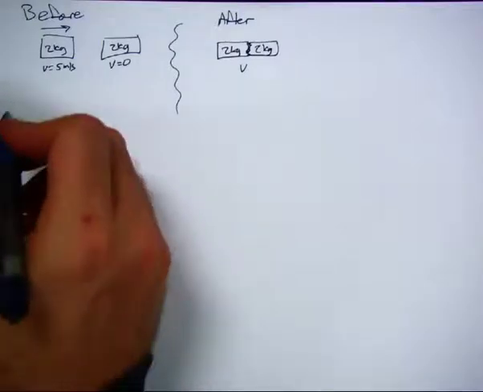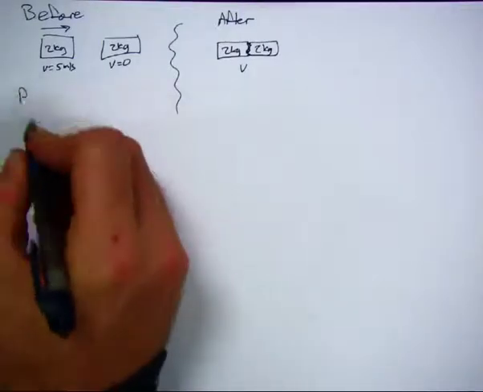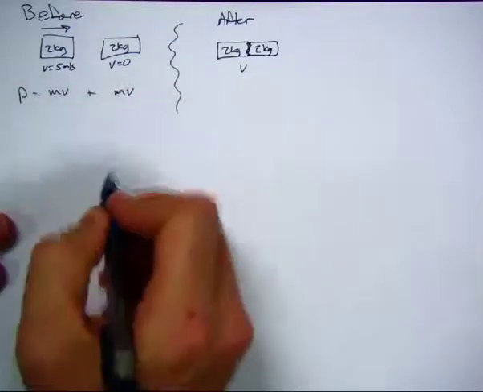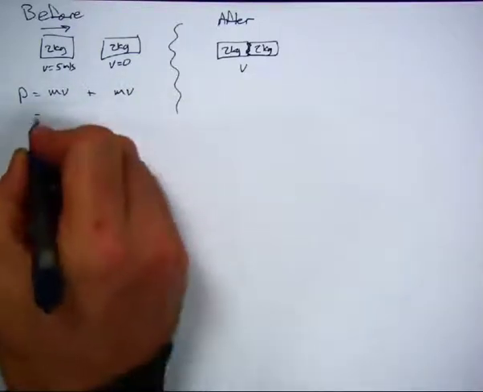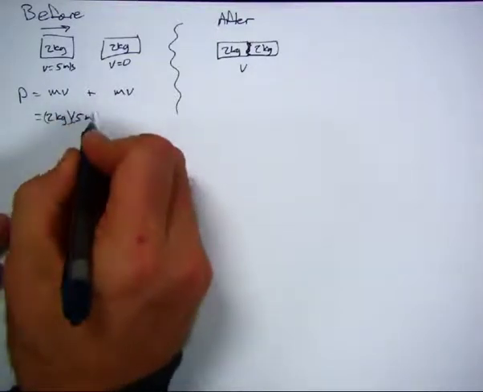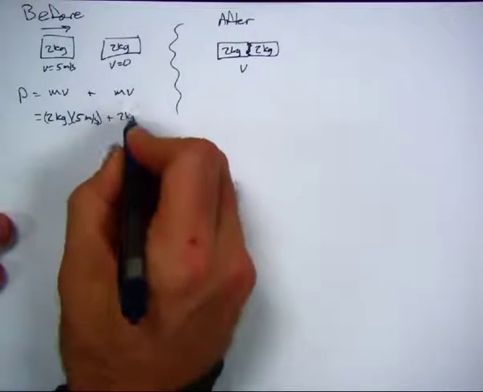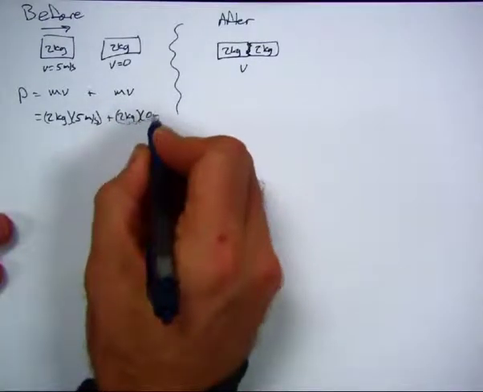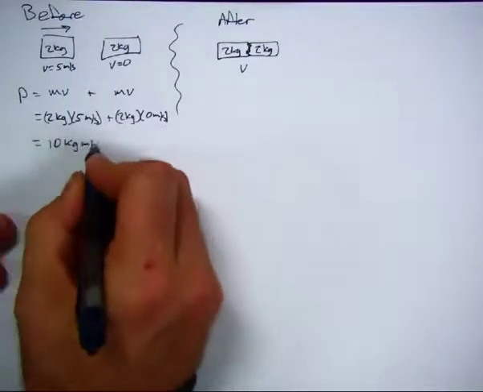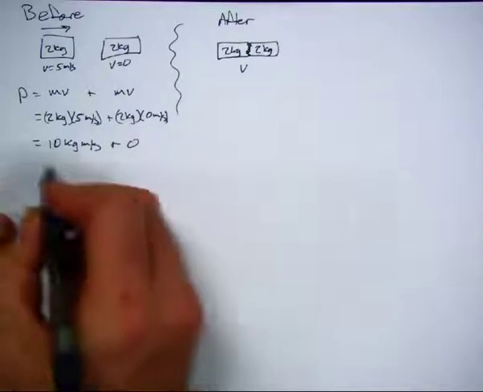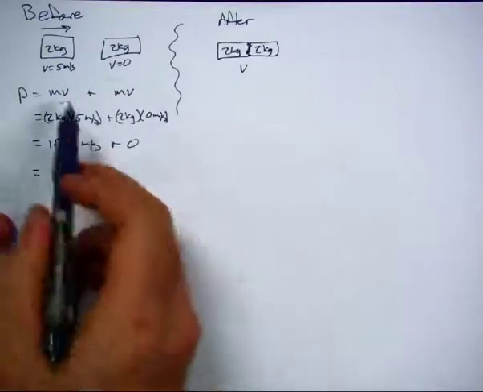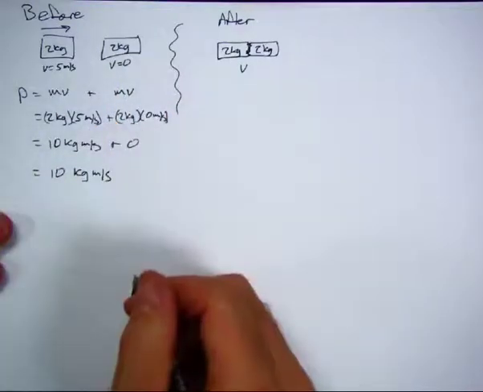So our general procedure: write down the total momentum before the collision. Momentum is mass times velocity plus mass times velocity for the second cart. So we get 2 kilograms times 5 meters per second plus 2 kilograms times 0 meters per second. So we end up with 10 kilogram meters per second plus 0, or 10 kilogram meters per second. That's the total momentum for both cars before the collision.